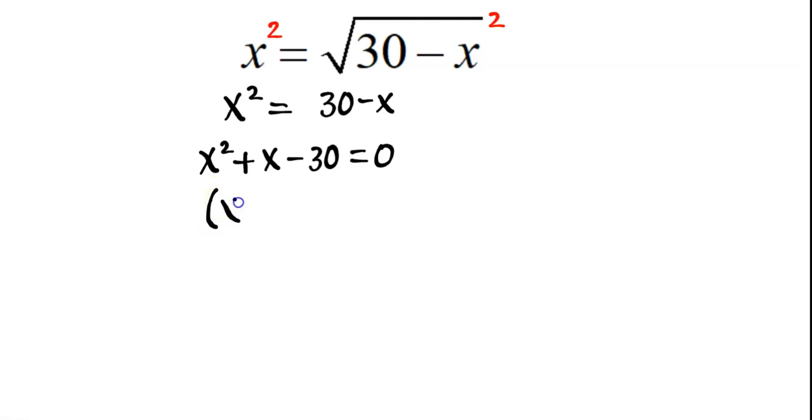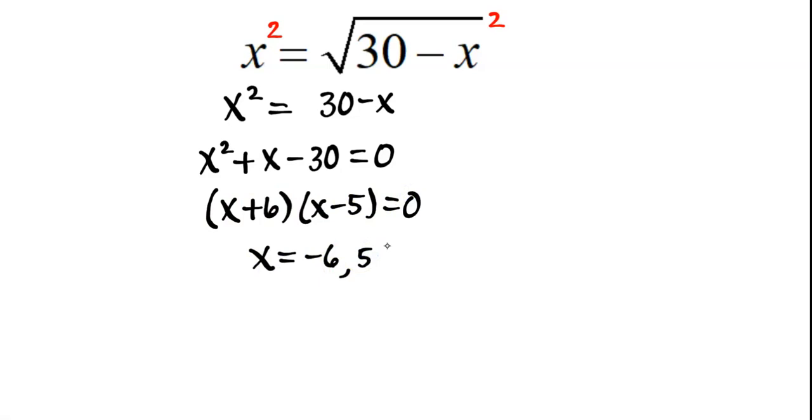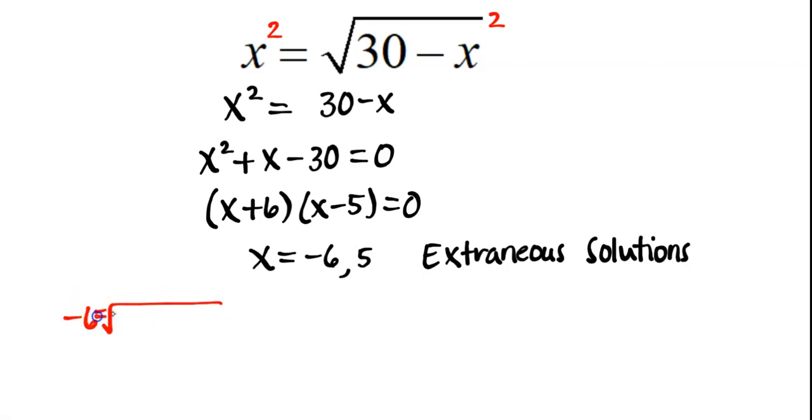This quadratic factors into x plus 6 times x minus 5, giving me solutions of negative 6 and positive 5. Now the thing about radicals is I have to check for something called extraneous solutions. Extraneous solutions are solutions that when you plug them in, they don't end up working out. So I already know actually that negative 6 is going to be an extraneous solution because if I plug that into the original equation, I can never have a radical equal to a negative number.